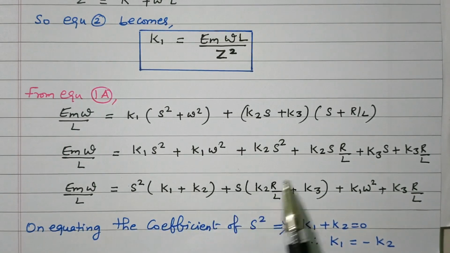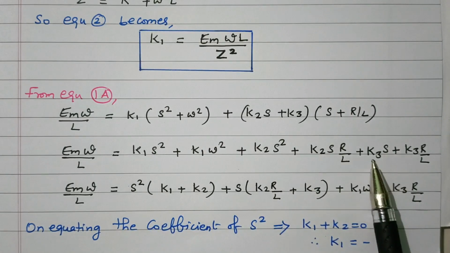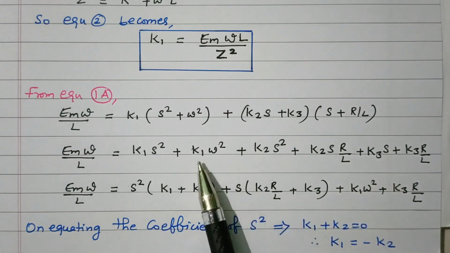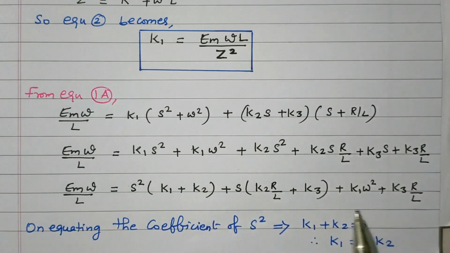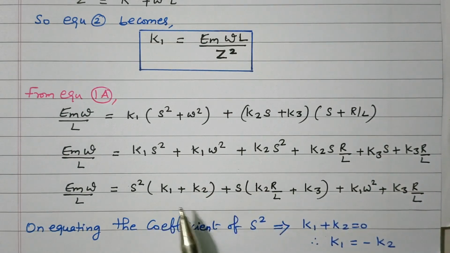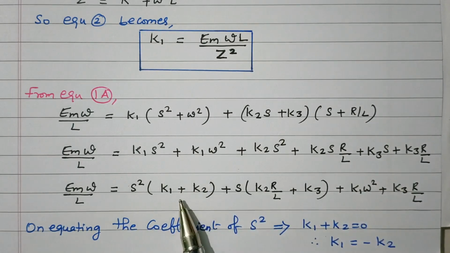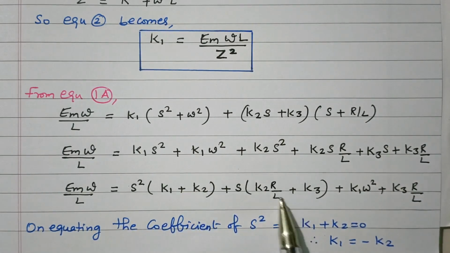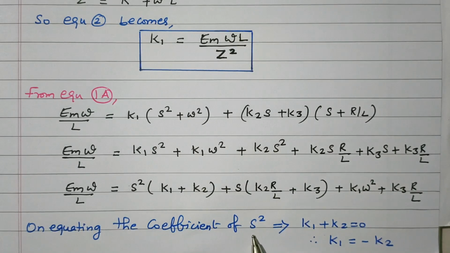Similarly, take s outside. Here s is available, k2 r by L. Here s is available plus k3. This k1 omega square k3 r by L is constant. So it is nothing but a quadratic equation like s square plus s plus constant. This is the coefficient of s square, this is the coefficient of s, and this is the constant. Now we can equate the coefficient of s square on both sides.